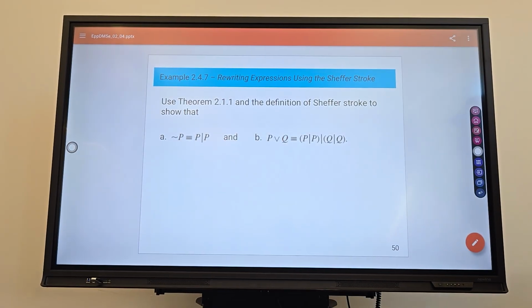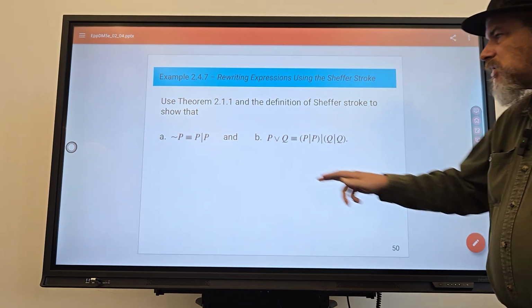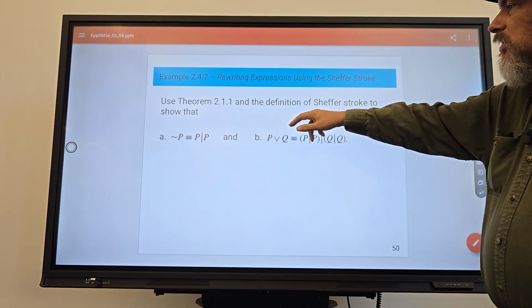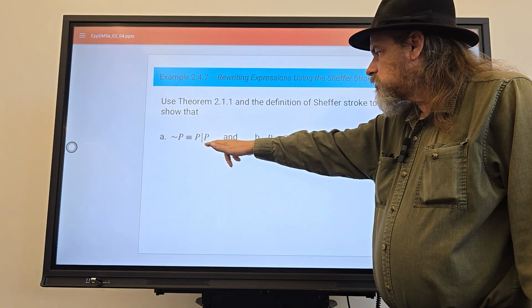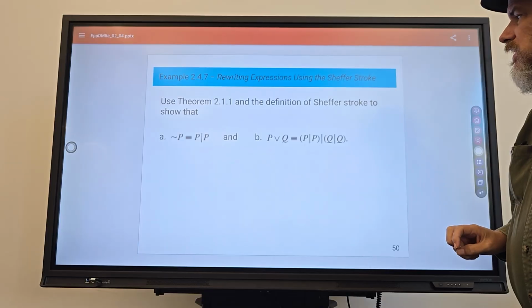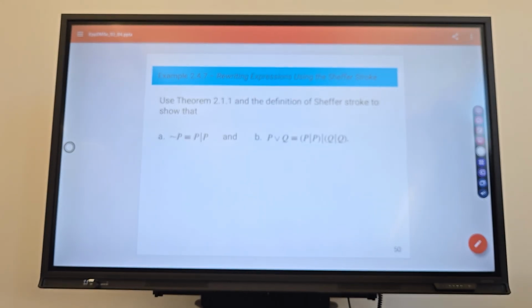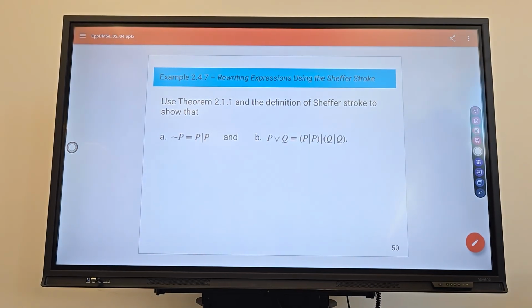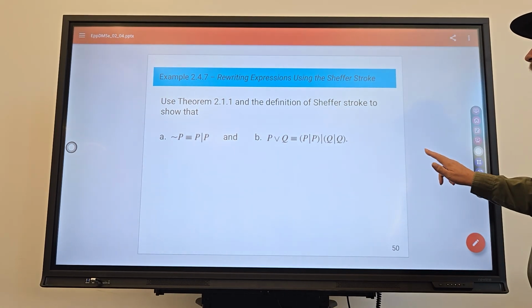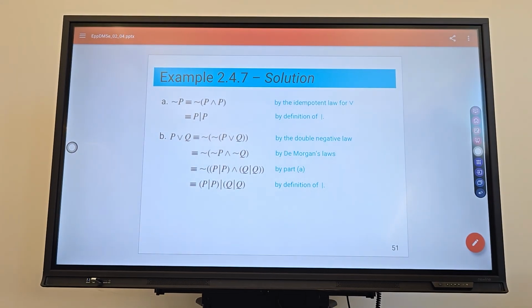Okay, so use theorem 2.1.1 and the definition of a Sheffer stroke to show that not P is equal to P NAND P. And P or Q is the NAND of the NAND of P and P with the NAND of Q and Q. And it shows you the steps.